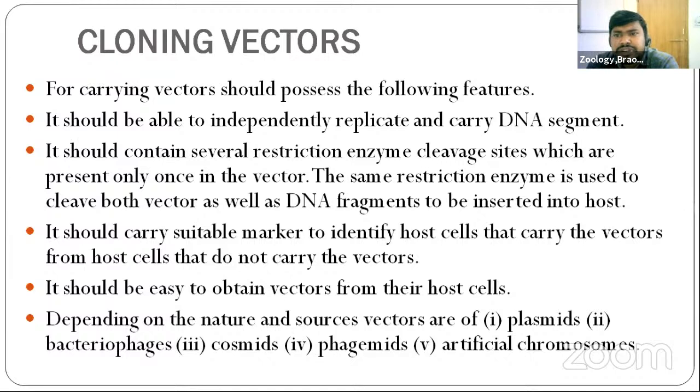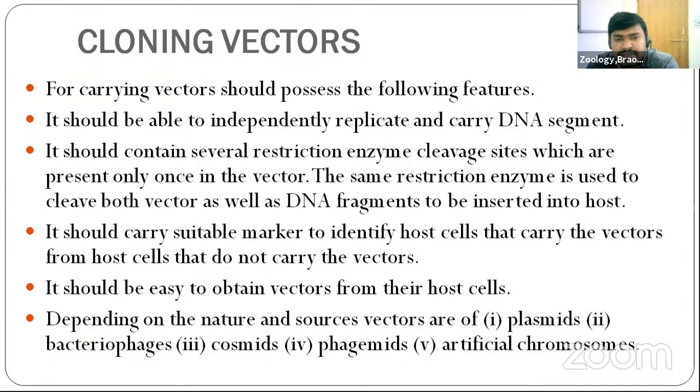It should be able to independently replicate and carry DNA segments. A self-replicating DNA segment is called a vector, for example a plasmid. It should contain several restriction enzyme cleavage sites, which are present only once in the vector. The same restriction enzyme is used to cleave both the vector as well as the DNA fragments to be inserted into the host.